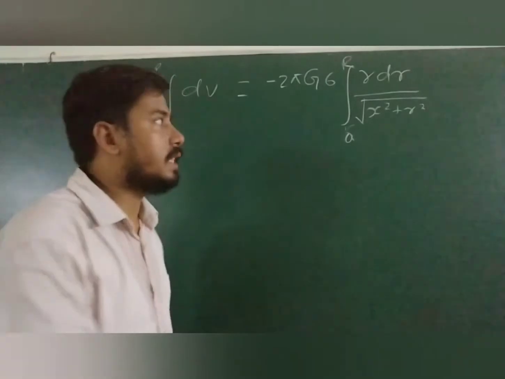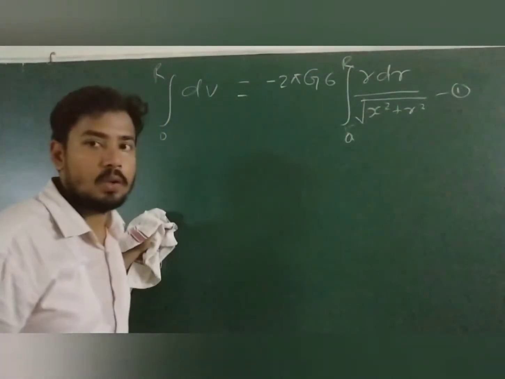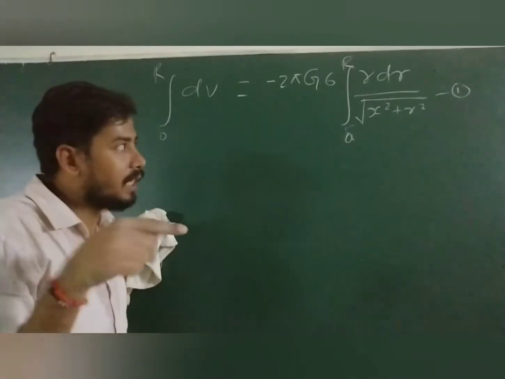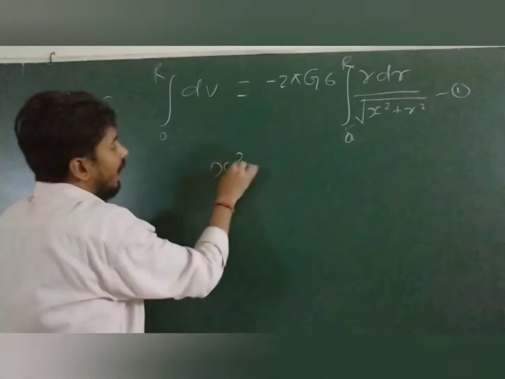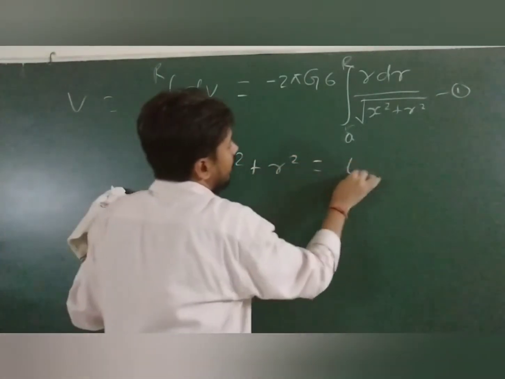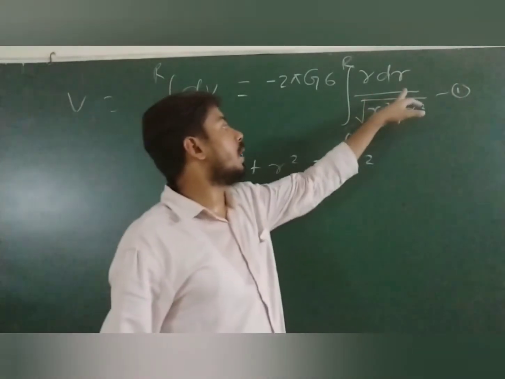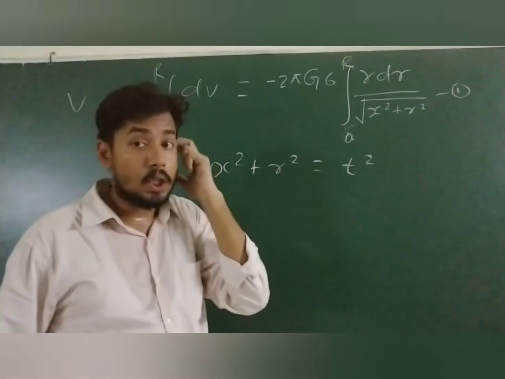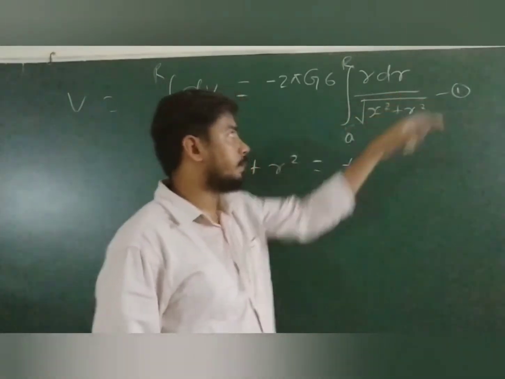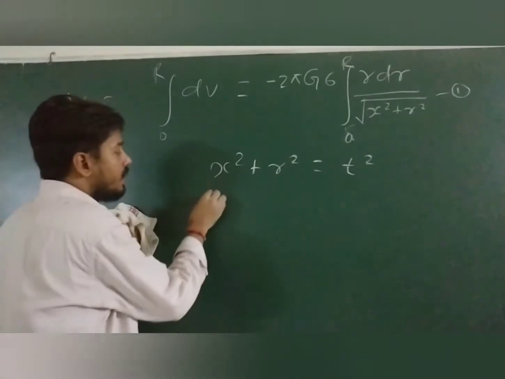Or simply, see, this is the equation first, and this is inside the root. I have already told you that whenever there is something inside the root, take it as t square. So I am going to assume x square plus r square is equal to t square. Okay, my dear, this function becomes a function of t, so for a function of t you need dt. So just find it from here. x square is what? Constant.